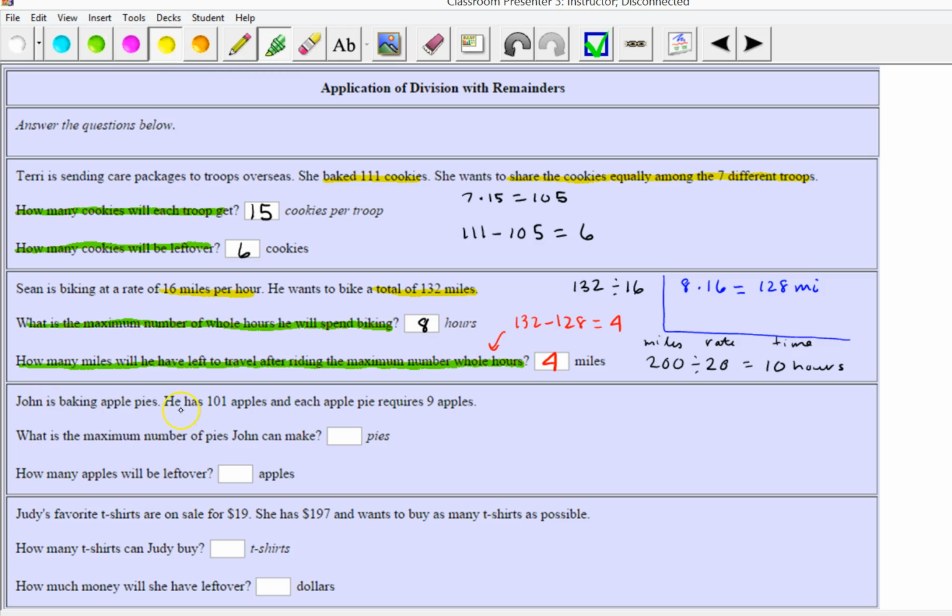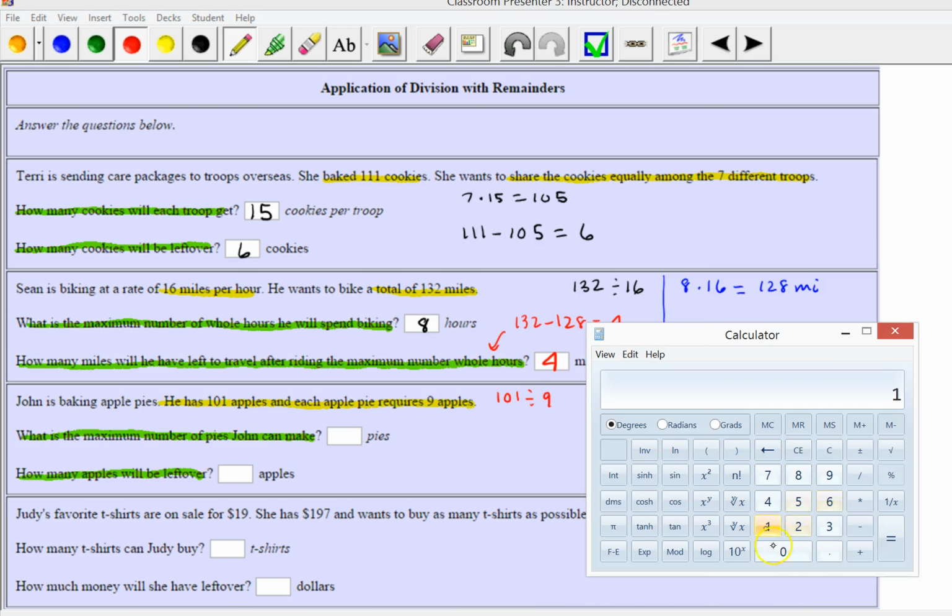John is baking apple pies. He has 101 apples, and each apple pie requires 9 apples. Let's look at the questions. What is the maximum number of pies John can make, and how many apples will be left over? Okay, so to find the maximum amount, we want to divide the 101 apples into groups of 9 apples, and each 9 apples would make 1 pie. So let's see what 101 divided by 9 is.